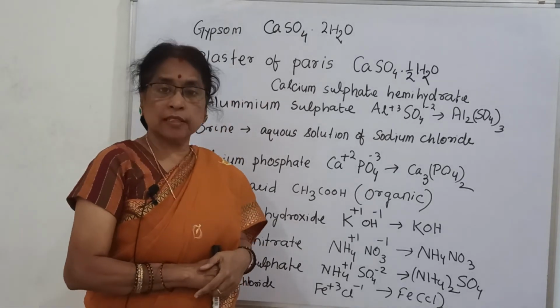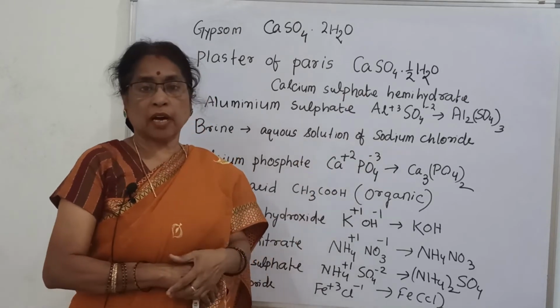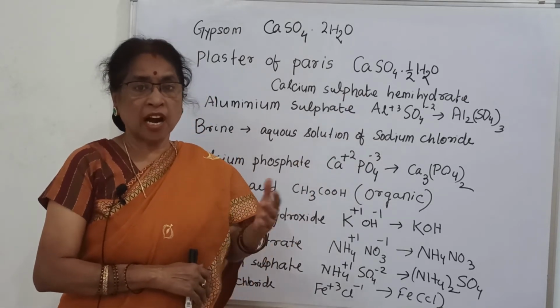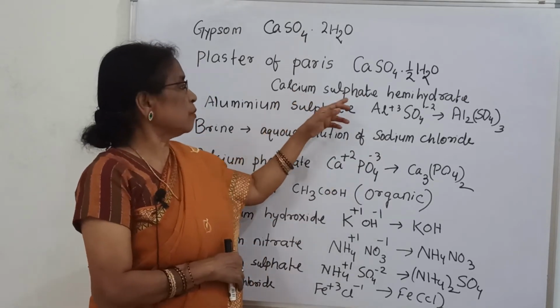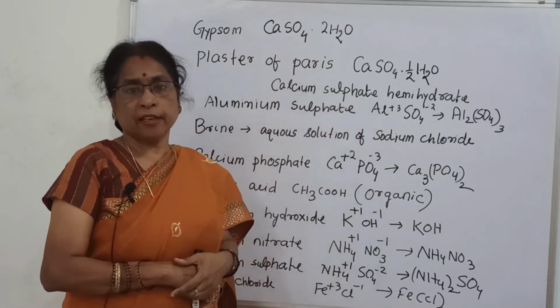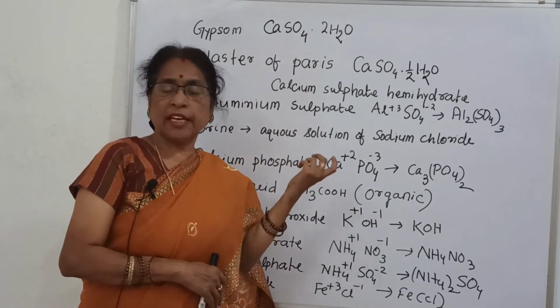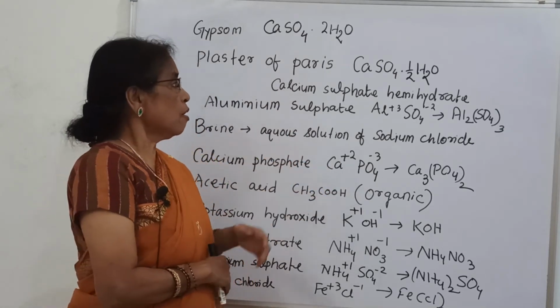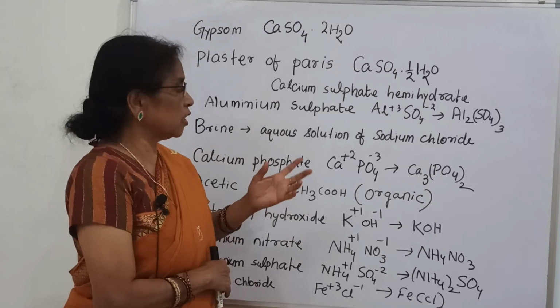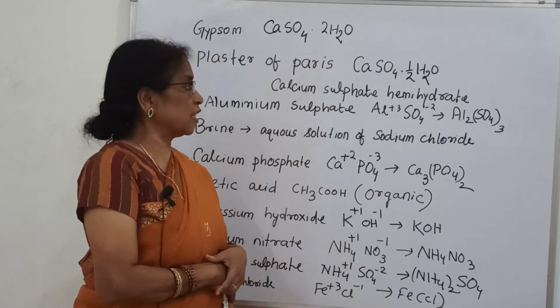Plaster of Paris, CaSO4·½H2O. Half means hemi, water means hydrate. So what is the name? Calcium sulfate hemihydrate. Calcium sulfate hemihydrate. Plaster of Paris is used for plastering of bone fracture and other statue structures like this.